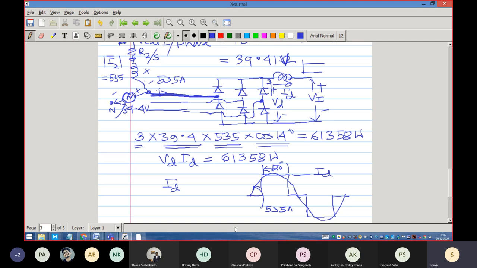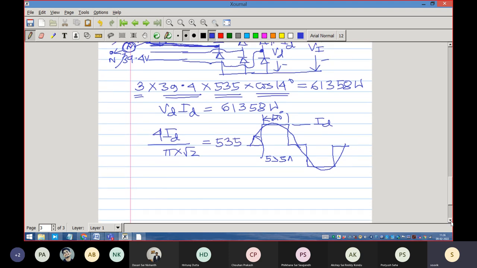So therefore, we have to take the fundamental quantity of this quasi square waveform and equate it to the 535 ampere, right? So what is the sinusoidal quantity of this? 4 IDC by pi, that must be this, and divided by root 2, since it is a peak kind of thing, this must be equal to 535 ampere. Divided by root 2 makes it RMS.